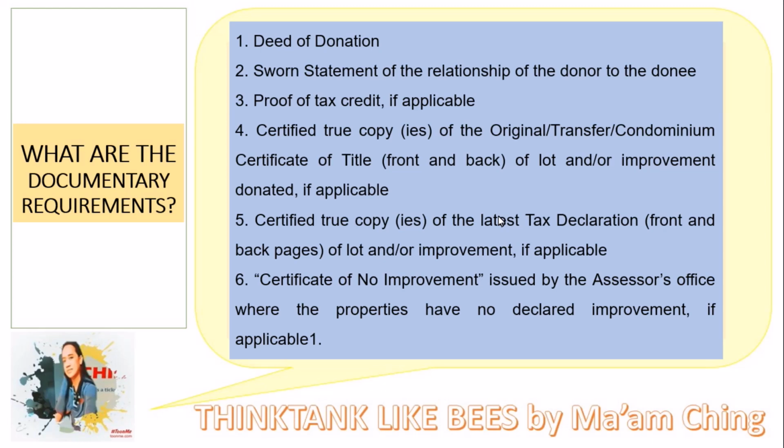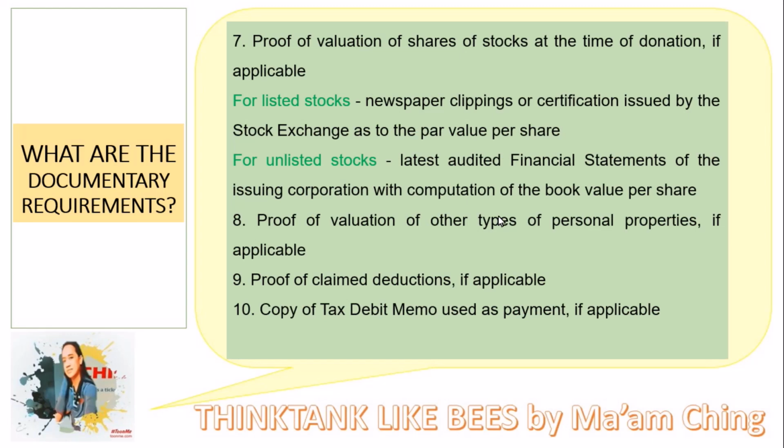improvement donated, if applicable. Number 5, certified true copies of the latest tax declaration, front and back pages, of the lot and/or improvement, if applicable. Number 6, certificate of no improvement issued by the assessor's office where the properties have no declared improvement, if applicable. Number 7 is the proof of valuation of shares of stocks at the time of the donation, if applicable. For listed stocks, newspaper clippings or certification issued by the stock exchange as to the par value per share.